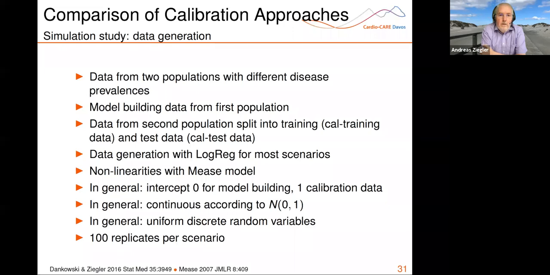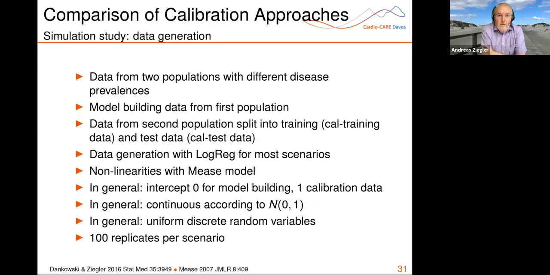We did the model building. So the first probability machine was estimated on the first population. And we did something special. The second population was split into a training data set, which we call cal training data, and a test data set, cal test data, to have a truly independent test data set in the simulation study.